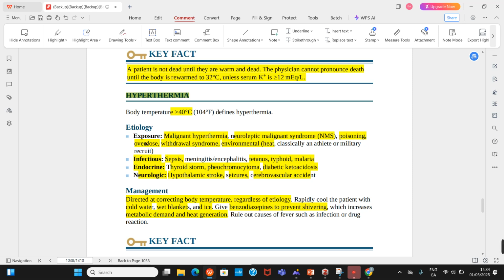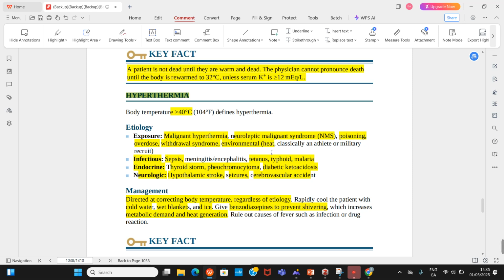It could be from exposure to drugs, which can cause malignant hyperthermia that we talked about yesterday. Some psychotic agents can cause NMS, which we'll have talked about in psychiatry. It could be from poisoning or overdose. Maybe the person has taken some drugs, benzo, tricyclic antidepressant and all those things. It could be withdrawal syndrome from some drugs. They can cause hyperthermia, or from environmental causes, particularly heat stroke.